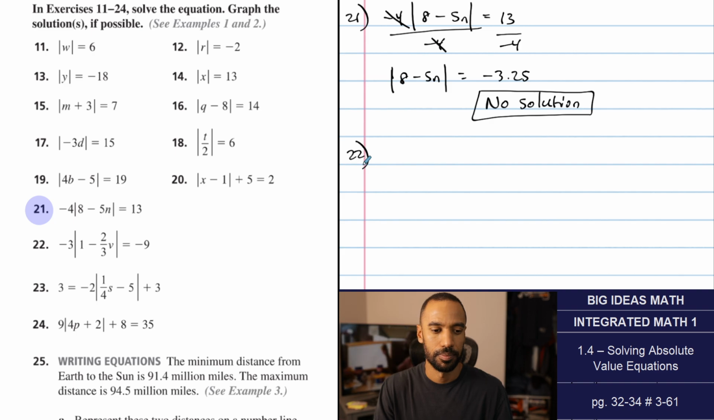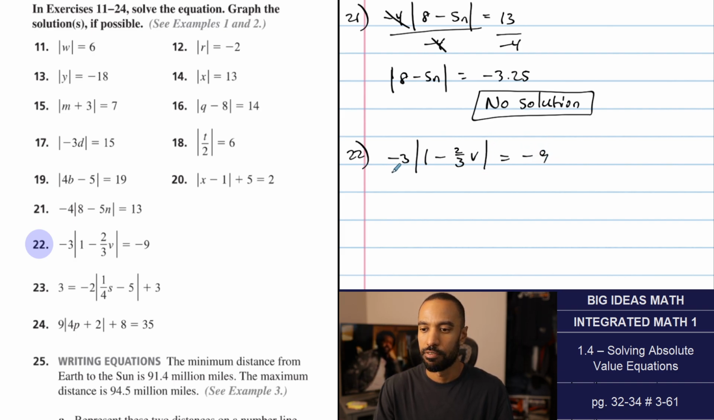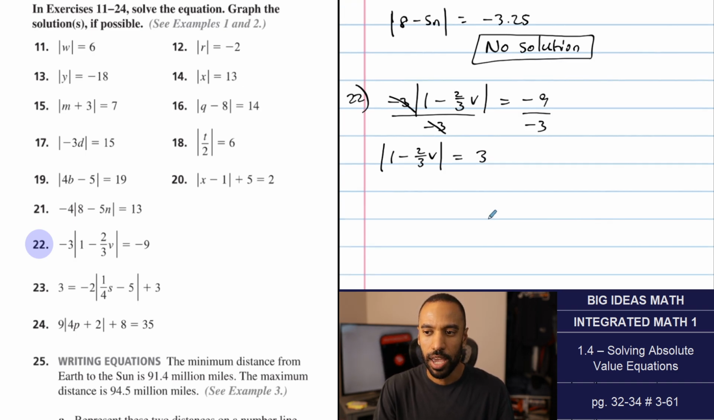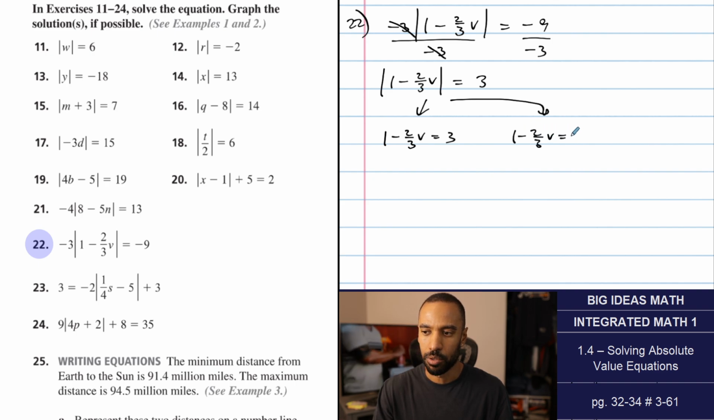Number 22. Number 22 looks negative from the start, right? The negative 9. But what are we going to do first with this one? That negative 3 is going to divide from both sides there. As it's multiplying by the absolute value, we divide it out so we can start getting our process taken care of. There's still an absolute value here. And this now equals positive 3. Okay, so we can continue on with this problem, right? Either 1 minus 2/3 v equals positive 3, or 1 minus 2/3 v equals negative 3.